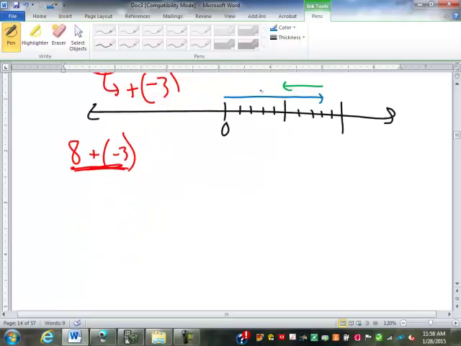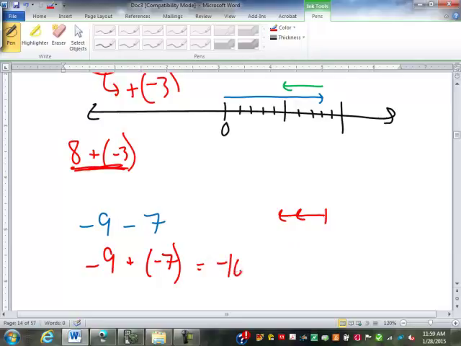But if we have other negatives in there, like negative 9 minus 7, changing it to addition helps. So instead of negative 9 minus 7, we change it to negative 9 plus a negative 7. Now we can use our vectors. Negative 9, negative 7, that's going to be a negative 16.